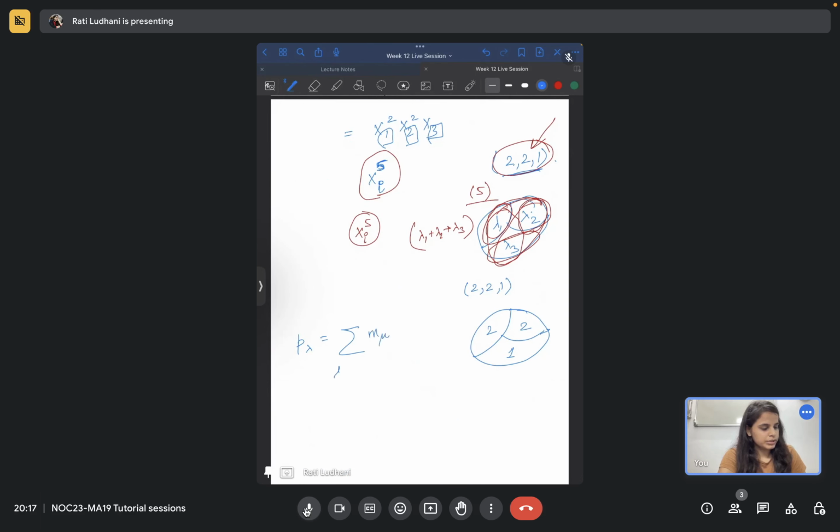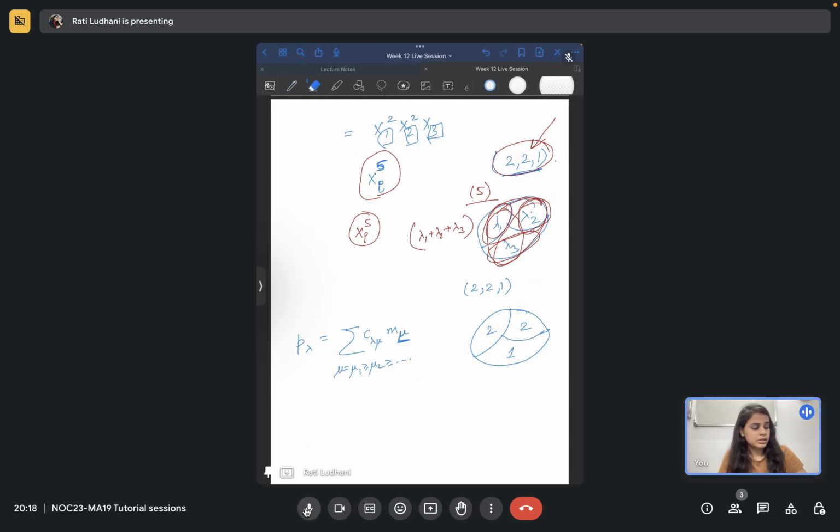So m lambda is the sum over mu, and we get mu from clubbing, with some coefficient. Let's say c mu, c mu into m mu. I'm not saying this is something specific, it's just a coefficient. So this is dependent on lambda, and you can write it in this form also.